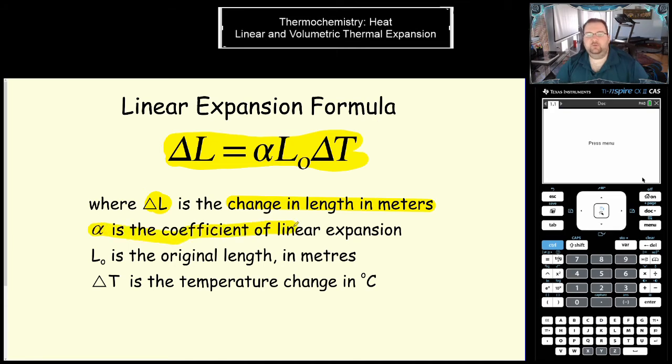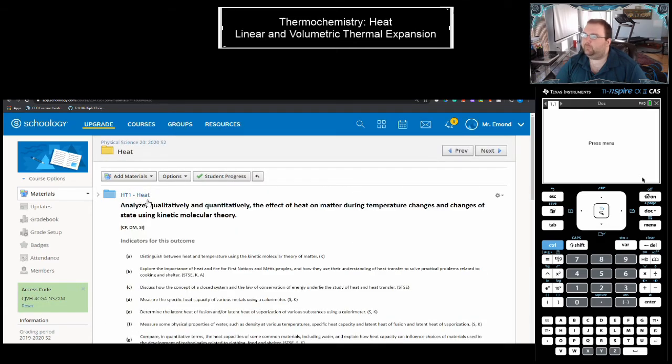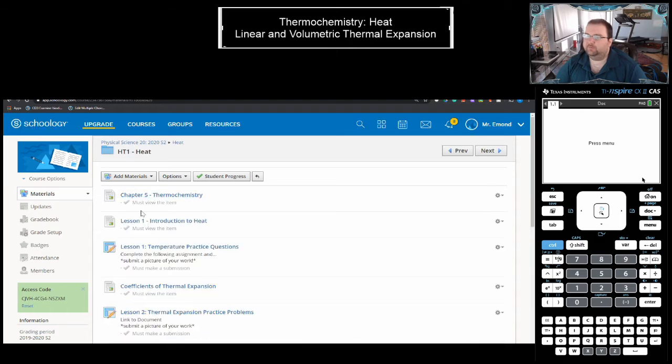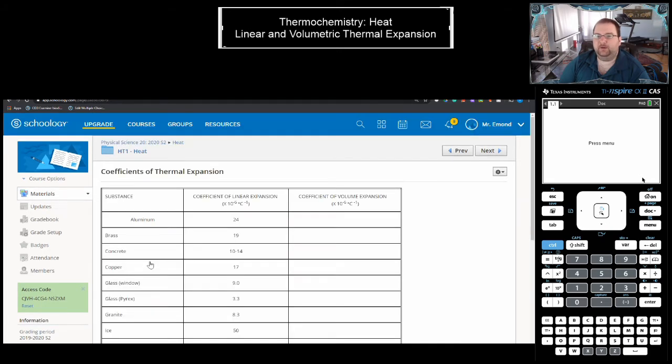Alpha is the coefficient of linear expansion. Let's show you where to find these real quick. If you look at Schoology, under our unit of heat, in HT1, the first unit of heat, you will see your coefficient of thermal expansions right here.